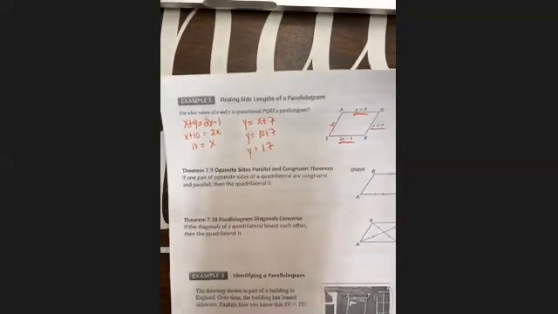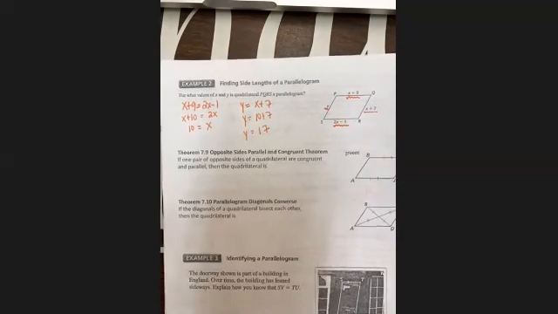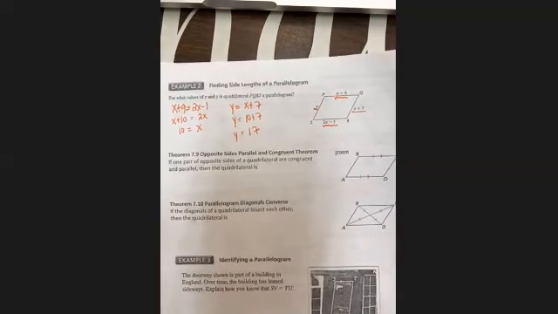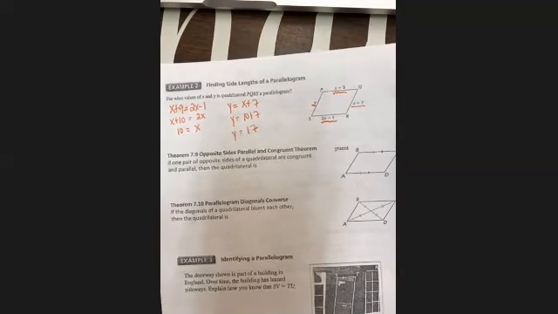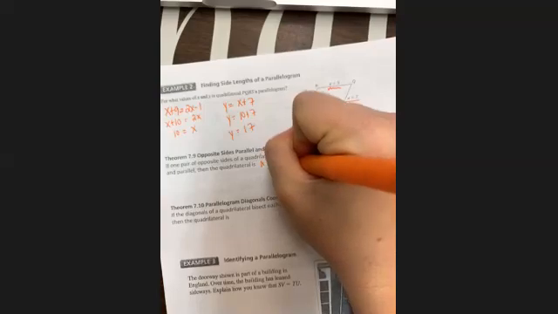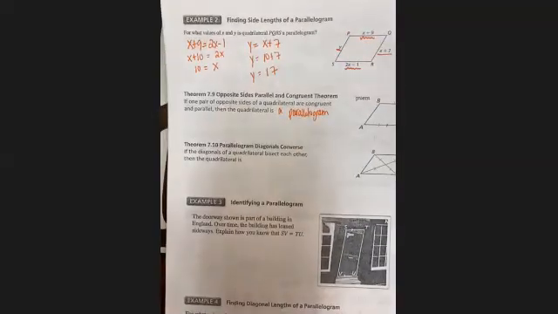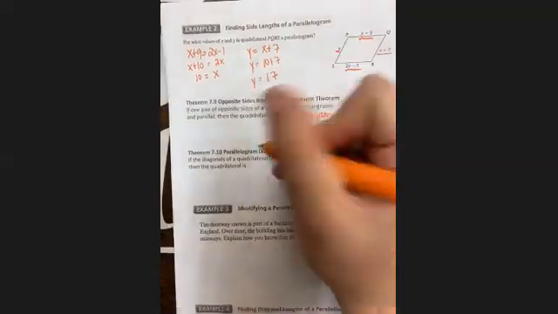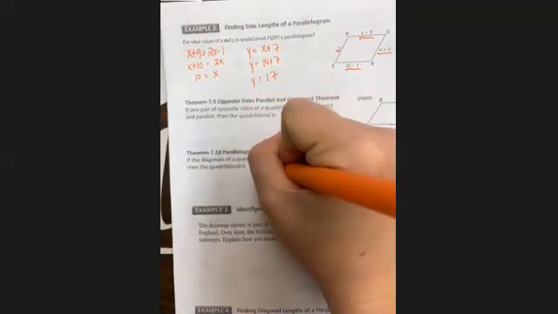Okay. Theorem 7.9 is the opposite sides parallel and congruent theorem. So if one pair of opposite sides of a quadrilateral are congruent and parallel, then the quadrilateral is a parallelogram. Theorem 7.10, parallelogram diagonals converse. If the diagonals of a quadrilateral bisect each other, then the quadrilateral is a parallelogram.